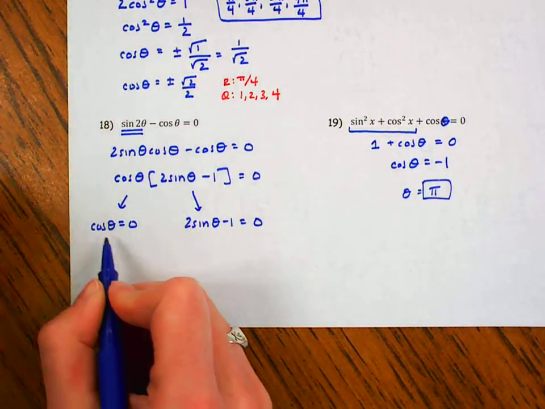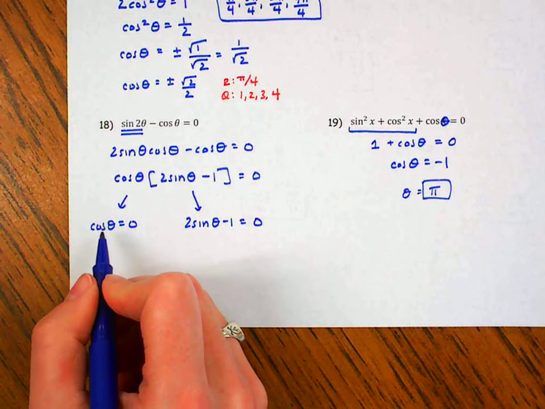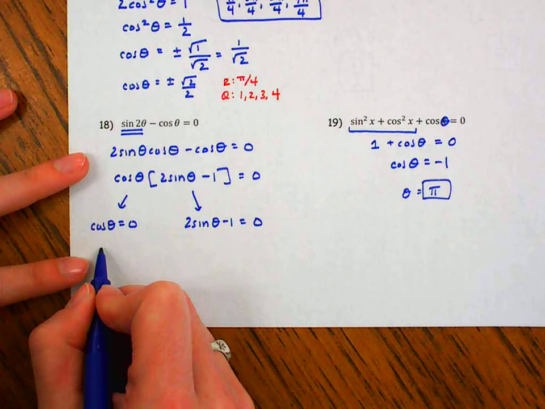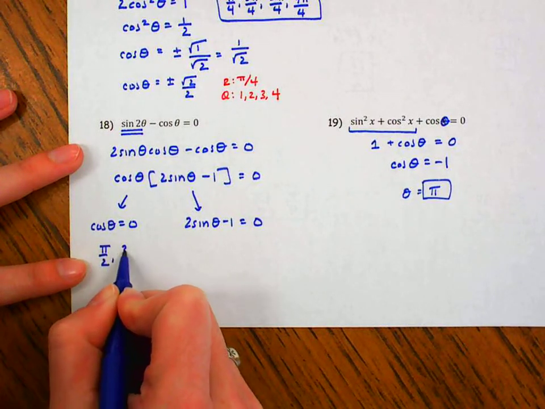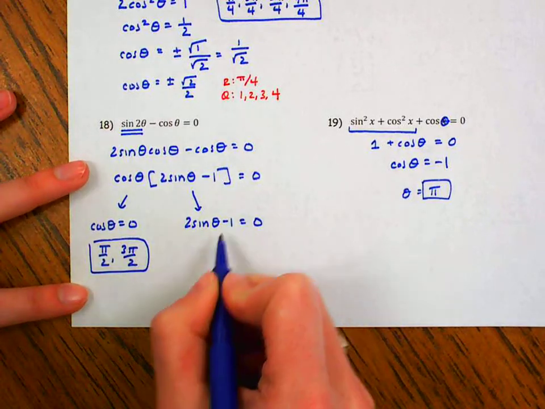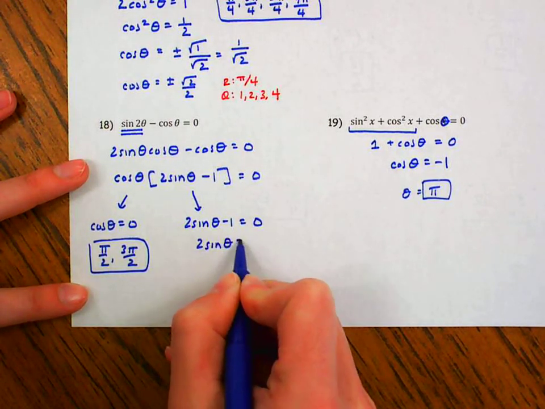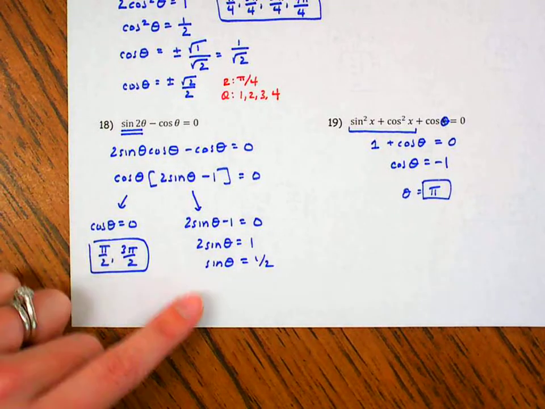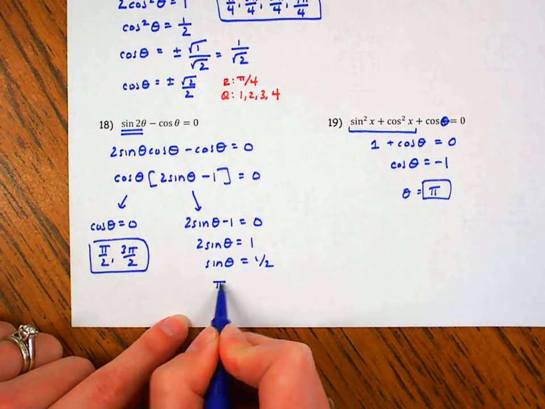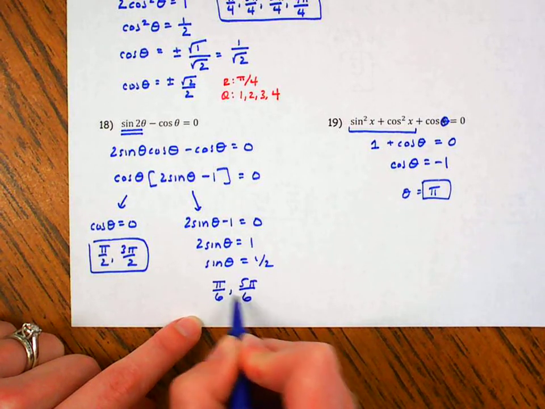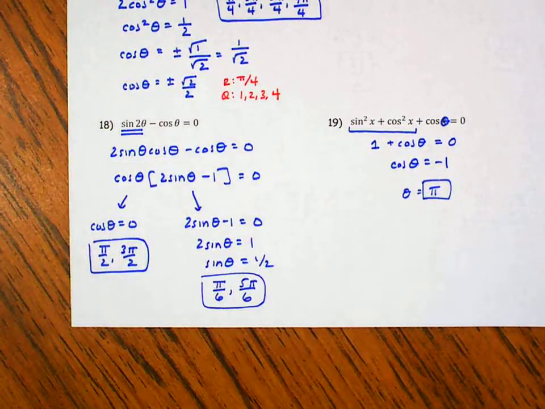Okay? This is just saying when is cosine equal to 0? Well, if I look at the chart we looked at in the front, the quadrantals, cosine is 0 at pi over 2 and 3 pi over 2. We actually have to solve this one. This is saying when does sine of theta have a value of 1/2? Sine of theta is 1/2 at the pi over 6's, and sine is positive in the first and the second quadrant. So we have 4 answers because we have to do the 2 pieces.